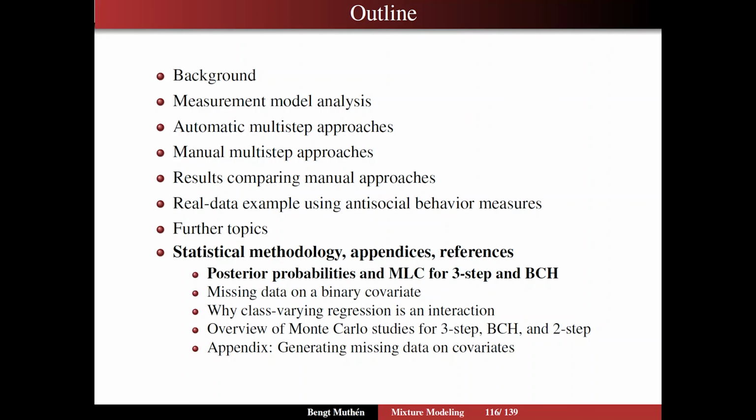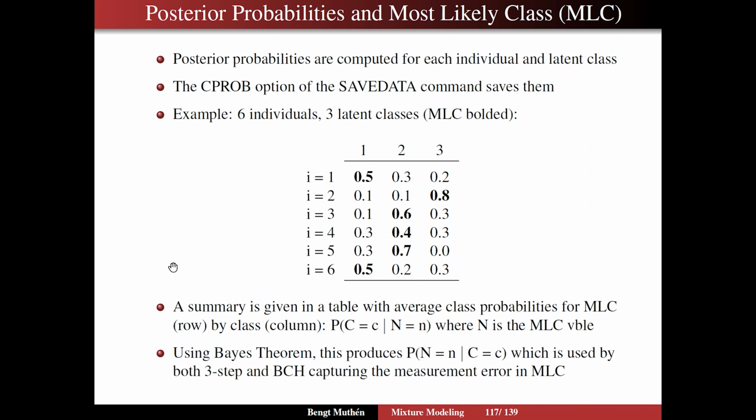The outline on slide 116 shows that we have now come to the last section of the Webtalk, statistical methodology. We're going to start with talking about posterior probabilities and most likely class for 3-step and BCH, where we take into account the measurement error or the classification error that is part of the MLC variable. And this really expands on the brief introduction to this topic that we provided on slides 7 and 8.